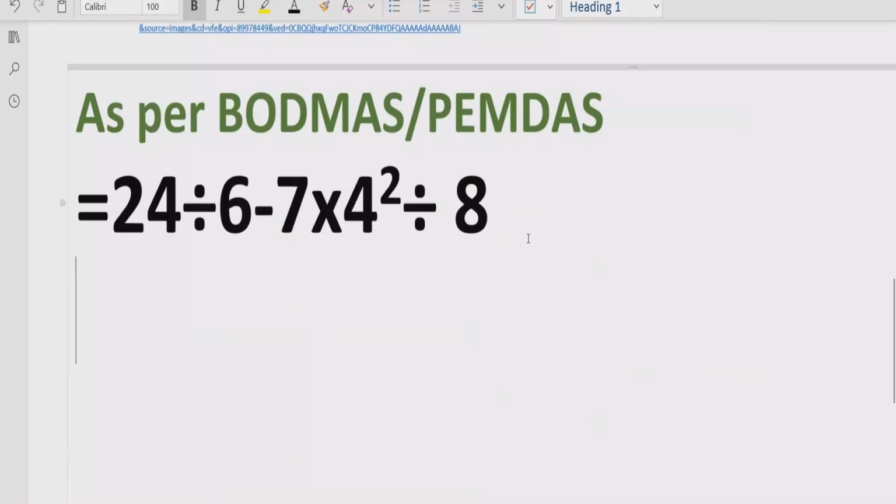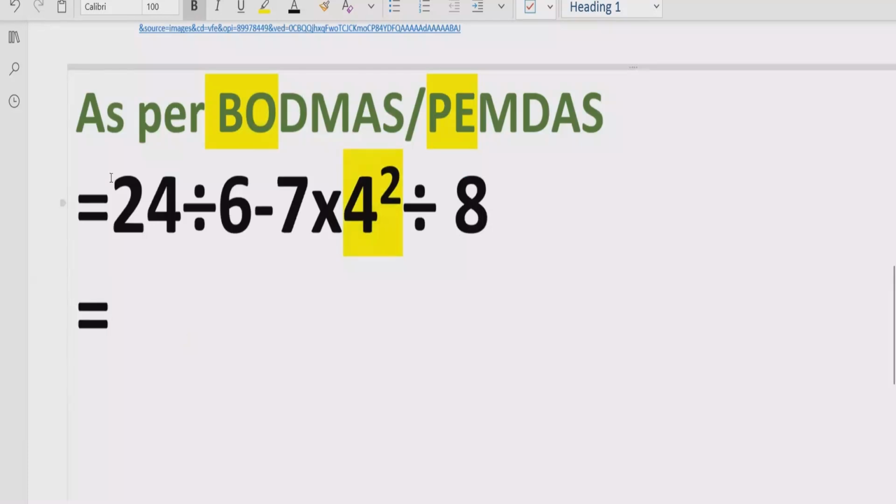According to the BODMAS and PEMDAS rule, first of all, we have to solve the parenthesis. But in our expression, we do not have any parenthesis or bracket. So we can skip this one. Now we have to go to step number 2, which is the exponent part. So we have to solve the exponent and order of the expression. So we have to solve this part, 4 raised to power 2.